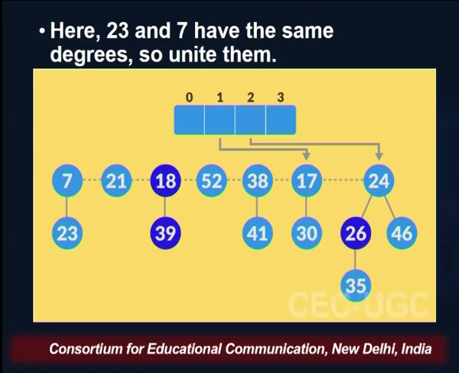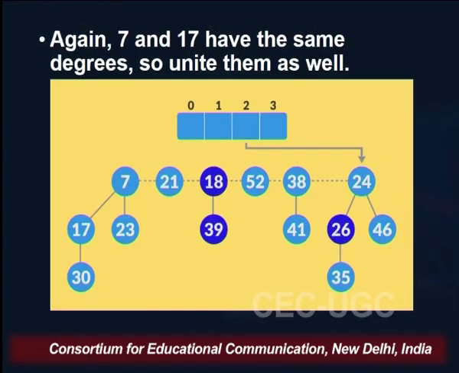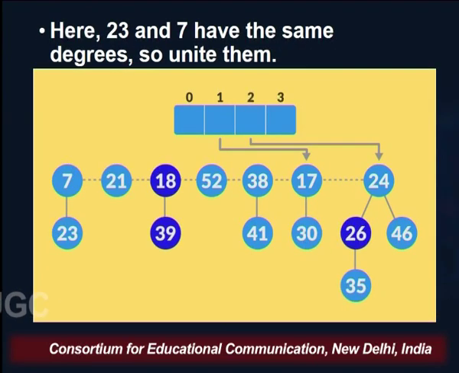After that, we now have 3 trees of degree 1, which are 7, 18 and 38, and 17 also, and for degree 0 we have 21 and 52. Now, let us see what our next step is. As part of the next step, we can see that 7 and 17 have the same degrees.